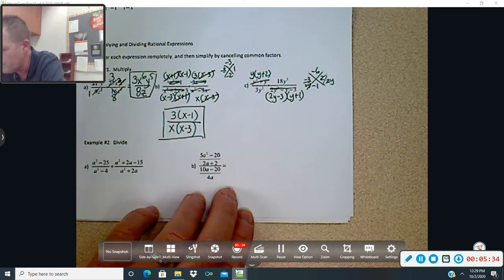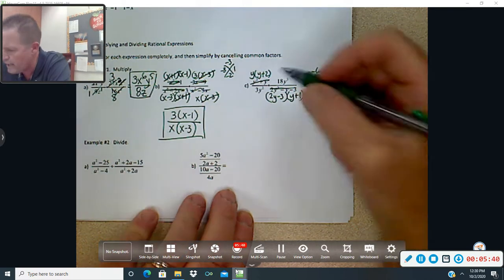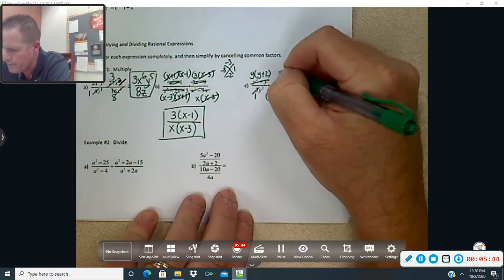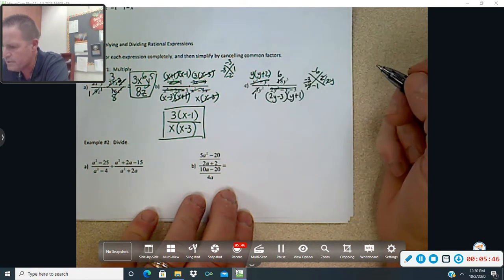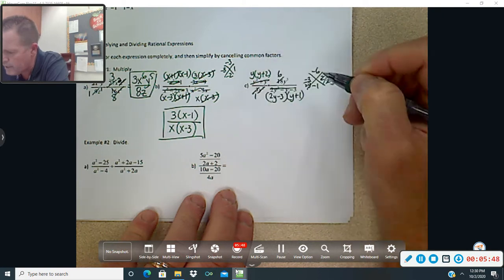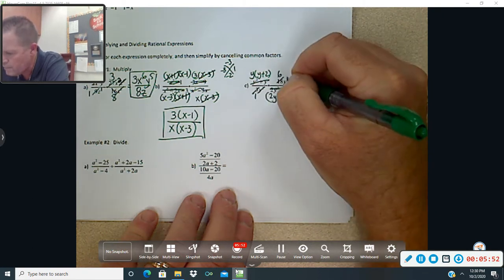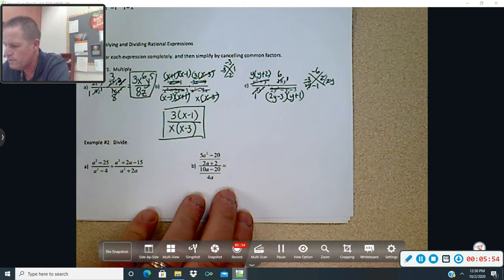Okay, so now we look for common factors. Are there any common factors? Well, I can do 3 into 18. 3 goes into 3 one time, goes into 18 6 times. I've got a y squared here. I can take 2 of those away from the y cubed, leaving you with y to the first.